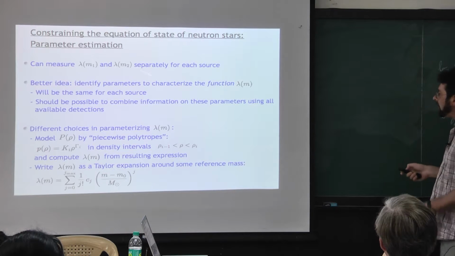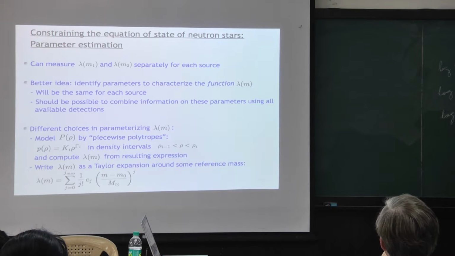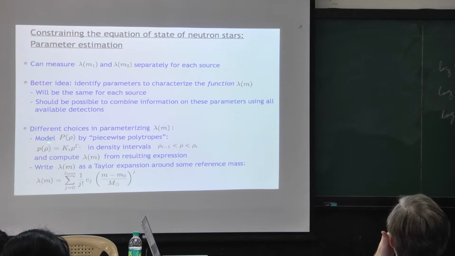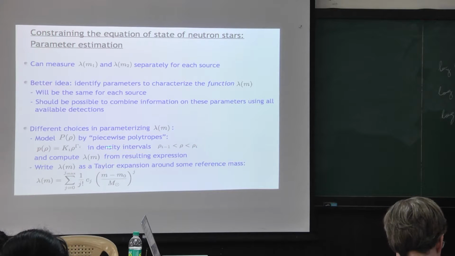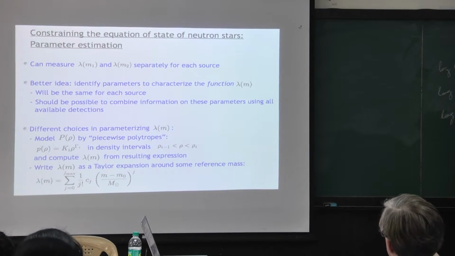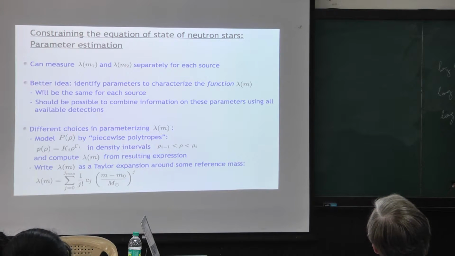Now, that means we need to parameterize this function lambda of M, and there are different choices that people make. One is to actually look at the underlying P of rho from which lambda of M can be obtained, and then model P of rho by so-called piecewise polytropes. So in particular density intervals, P of rho will take on this form, some power law, but in different intervals you'll get a different prefactor and a different power of rho. And this has a certain amount of theoretical justification.